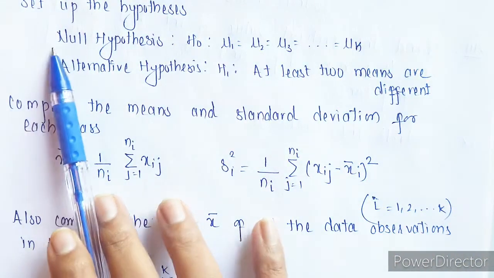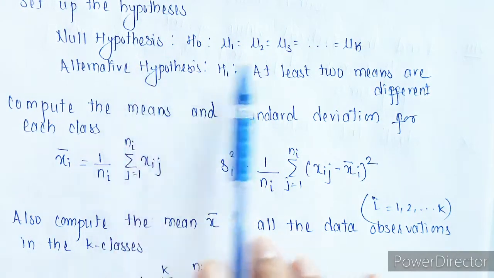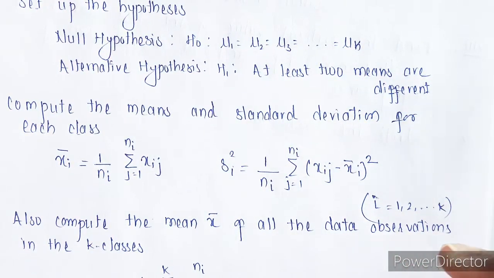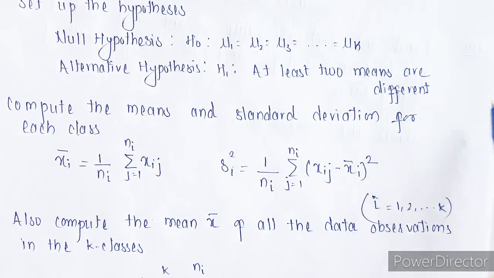First step is we have to set up our hypothesis. So, the null hypothesis will be all means are equal. So, we are going to assume that all means are equal. The alternative will be at least two of them are not equal.